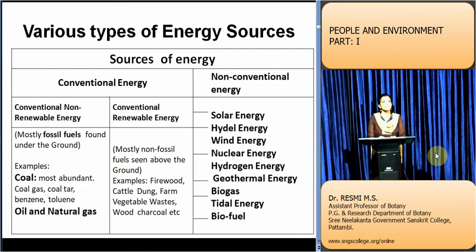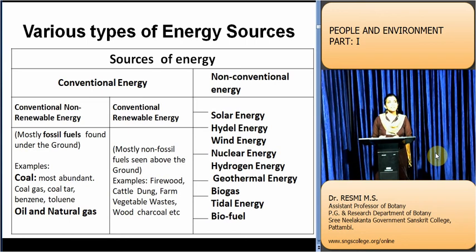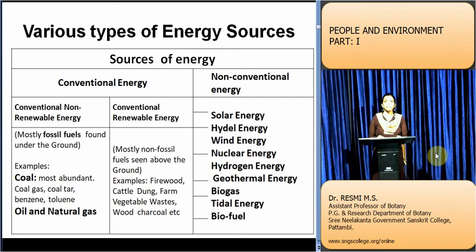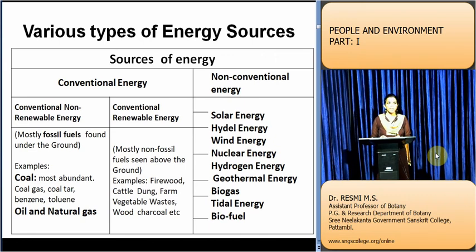For your easiness, I have put the conventional as well as non-conventional renewable energy in a table. Under conventional energy, there are 2 types, that is conventional non-renewable energy, which cannot be replenished after use, as well as conventional renewable energy, which can be replenished after use. For the conventional non-renewable energy come the fossil fuels, which we are mining day by day and exploiting to a great extent, and some of the common examples are coal, oil and natural gas.